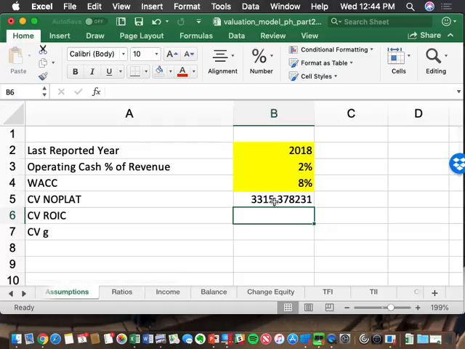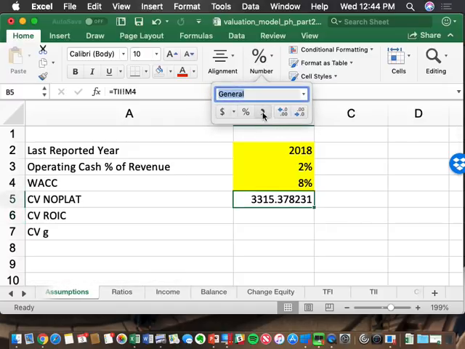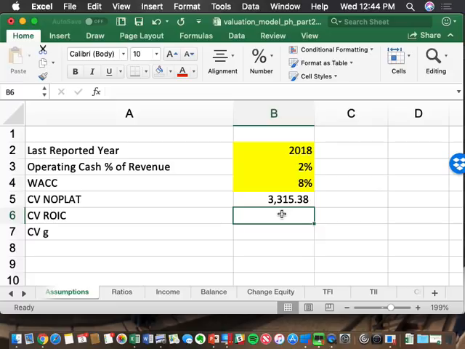3315.4. Okay, 2 decimal places to make it a little cleaner. All right, so that is the continuing value NOPLAT for Parker Hannifin, right, based on a forecast in our model. Now, here's the thing. What it should be is representative, okay? And hopefully that the year 6 is representative of the beginning of the perpetuity formula.